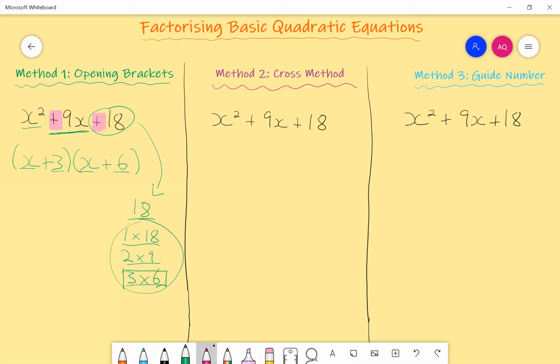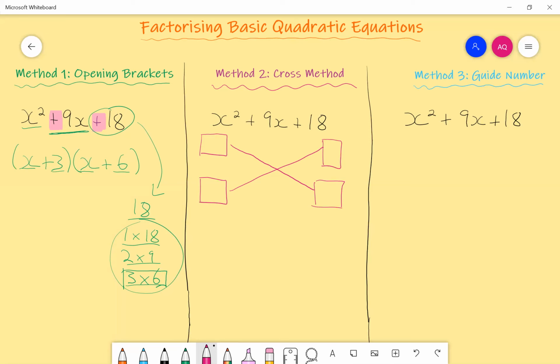So now let's have a look at the second method, which is sometimes referred to as the cross method. Now this is very similar to opening brackets, just a little bit more of an illustration, I suppose. So we'll set up by literally just drawing a cross. Now we need four numbers, again, one at each end of the cross. Now it's essentially quite similar.